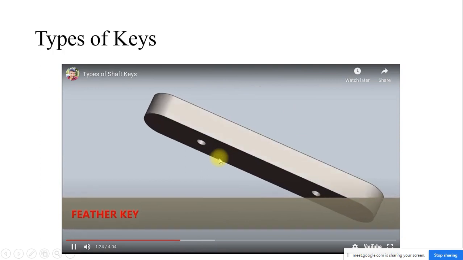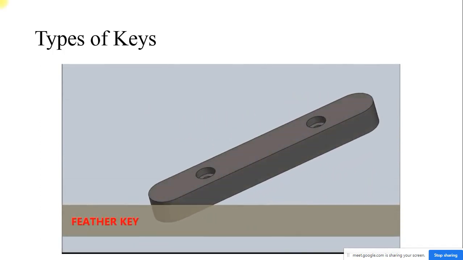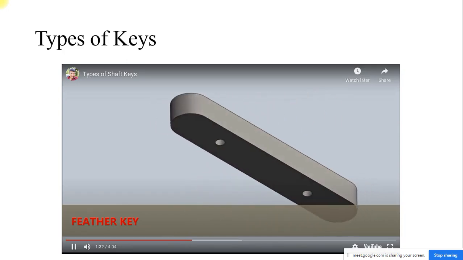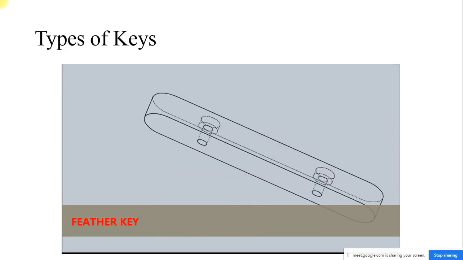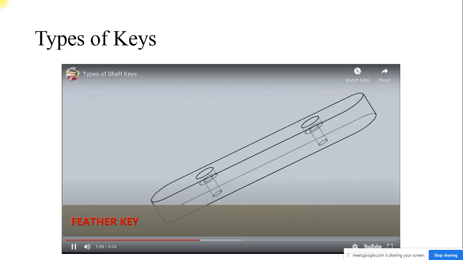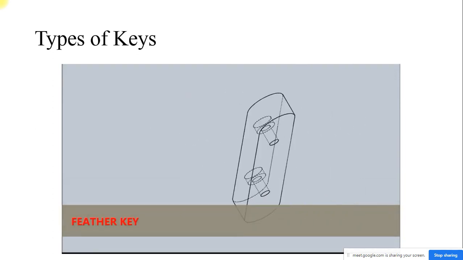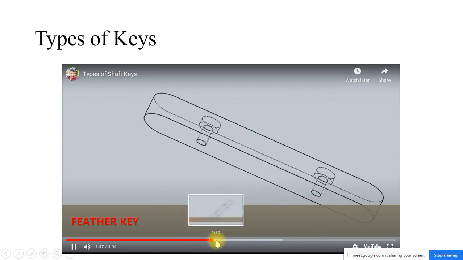So the feather key, what is the difference in the feather key? It comes along with a provision where I can provide a screw in it. Basically you may know about the different types of joints, which are permanent joints and temporary joints. This can be used for either a permanent or a temporary joint. That is one of the advantages in the case of a feather key. So this is a feather key.